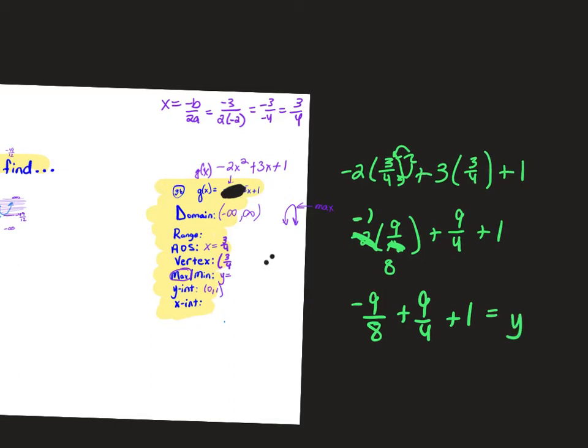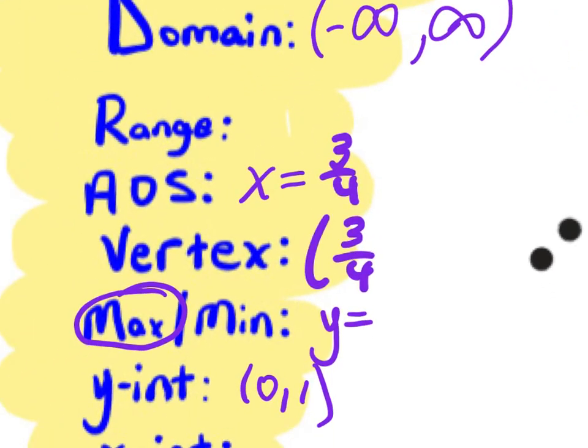equals my y value. So let's just get a common denominator. Between 8, 4, and 1, it's going to be 8. So negative 9 over 8 plus, if I want to change 4 to 8, so I have to multiply by 2. So what you do to the bottom, you do to the top. So I have 18 over 8 plus, if I want to change 1 to 8, I multiply the bottom and top by 8. So plus 8 over 8. When we simplify this, negative 9 and 18 is 9, and 9 plus 8 is 17/8. So my y part of my vertex is 17 over 8.